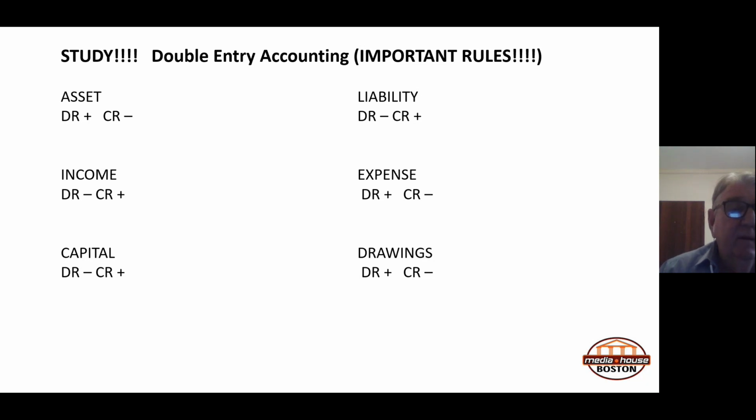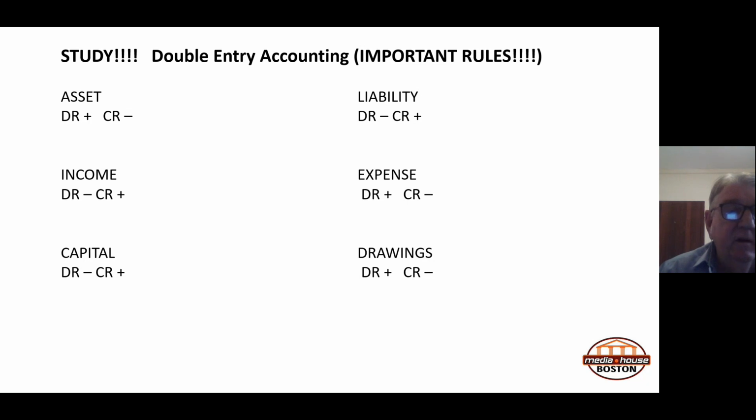Okay, income. When you credit the income, it means money that you receive, revenue, and income then increases. So for example, let's say you've had a sale and you got money, a cash sale, so you're going to credit your income and you're going to debit your asset. So your income will increase and your assets will increase.